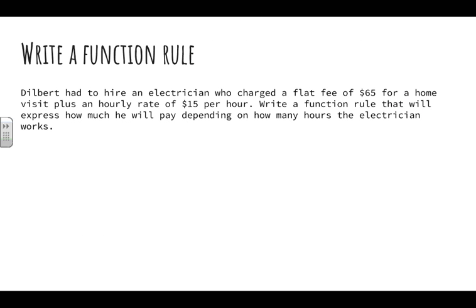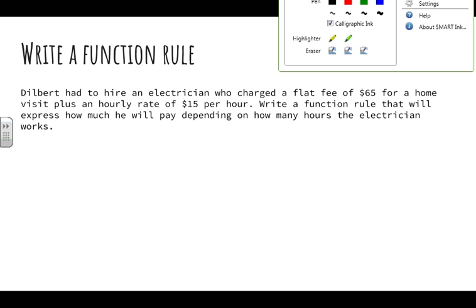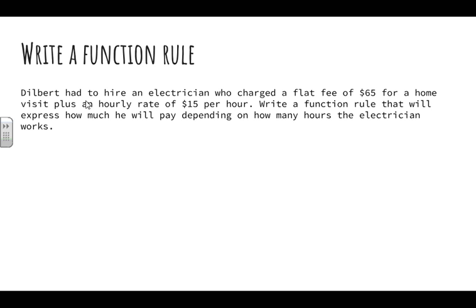All right, so we're going to practice on this one again. We're going to write a function rule here. Dilbert has to hire an electrician who charges a flat fee of $65 for a home visit, plus an hourly rate of $15 per hour. So we're going to write a function rule that will express how much he will pay depending on how many hours the electrician works. All right, so we want to know the total bill that Dilbert's going to have to pay.